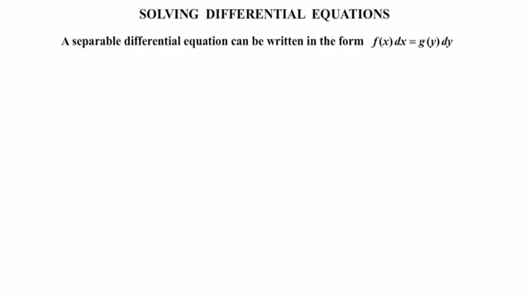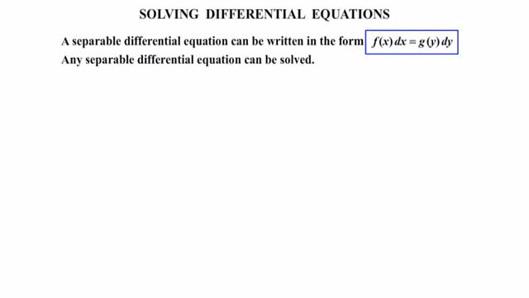We'll be solving differential equations in this lesson. Now, a separable differential equation can be written in the form f(x) dx is equal to g(y) dy. So in that box there, that means that our x terms can be separated so they're on the same side of the equation as our dx, and our y terms are on the same side as our dy. Now, any separable differential equation can be solved.